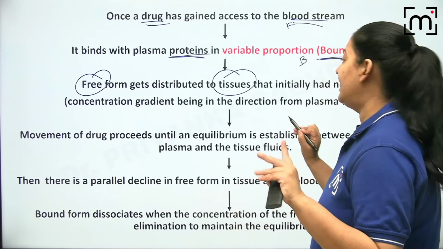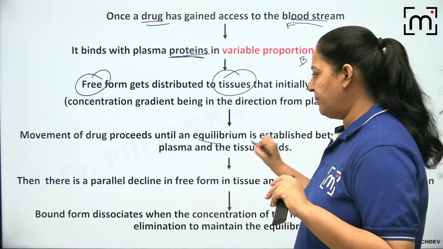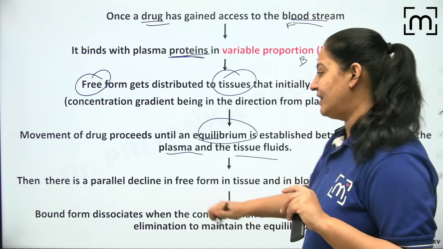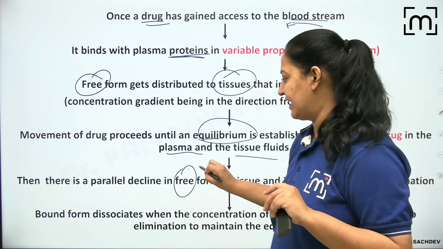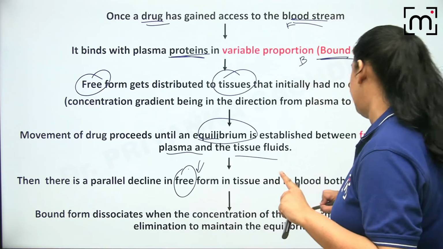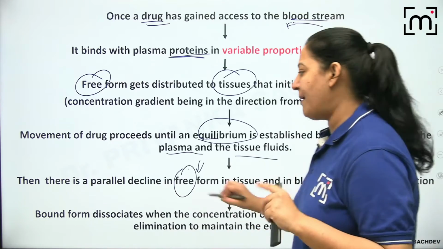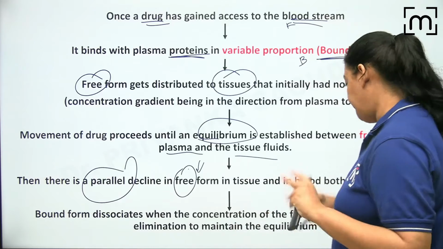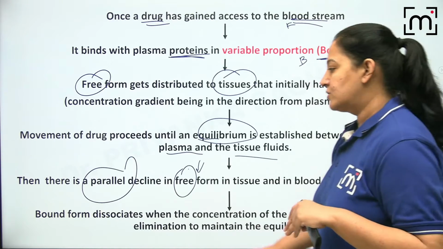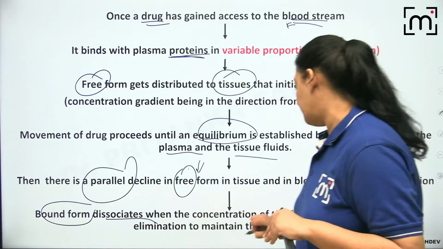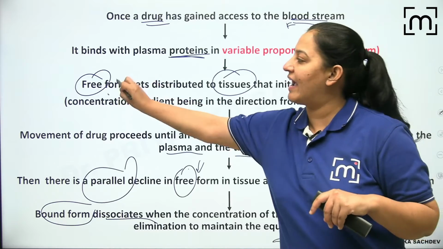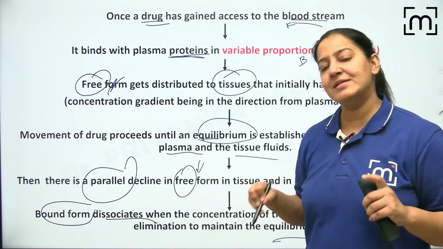कब तक जाएगा? Till equilibrium is established. Till equilibrium is established between the blood and the tissue. The free drug. ऐसा करते करते the free drug will decline. The concentration of free drug will decline in the blood. So the bound will give the backup, and there is parallel decline of the bound also, because bound is getting converted to the free. So the bound form will dissociate and convert into free form to establish the equilibrium again. So it is the free drug which is moving everywhere, not the bound. And bound is acting as a backup.